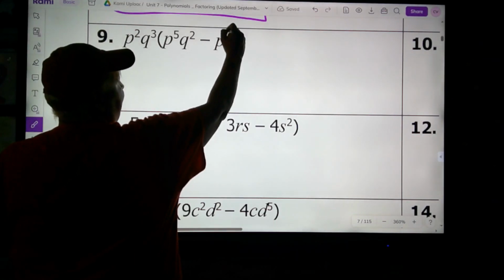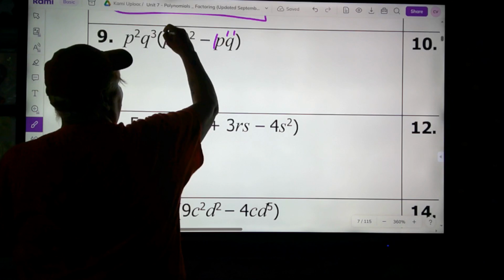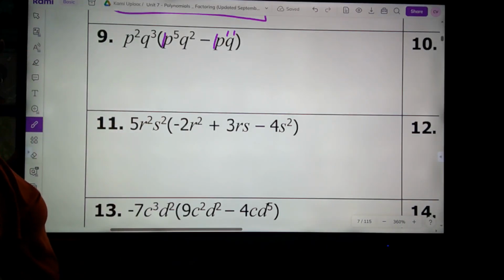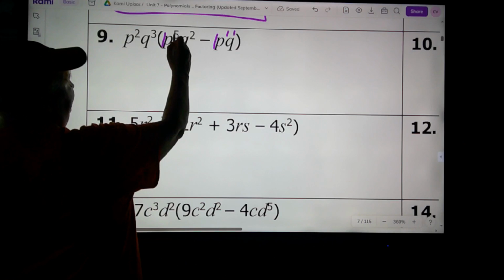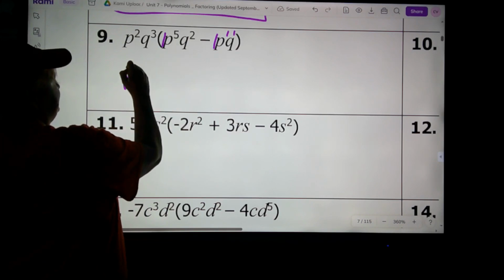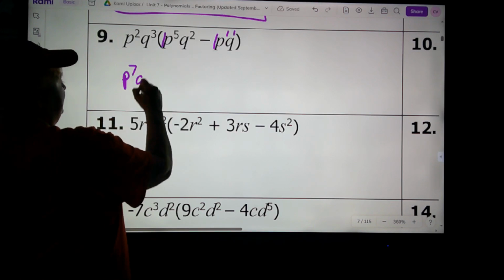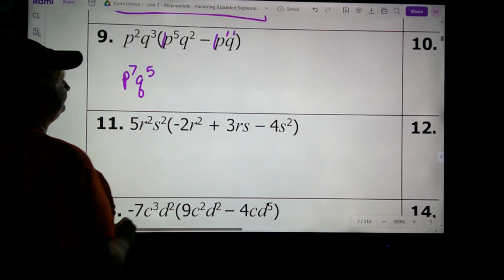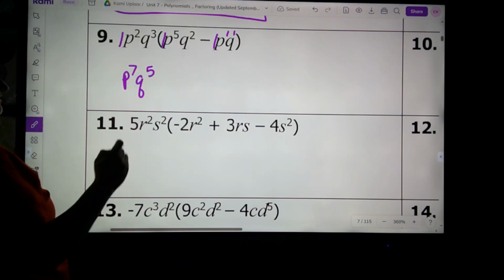We have an invisible one here, here, here, here. Okay, are you ready? P squared times p to the 5th is p to the 7th. Q3 times Q2 is Q to the 5th. Now we're going to end up with a negative. Oh, I almost missed that one.